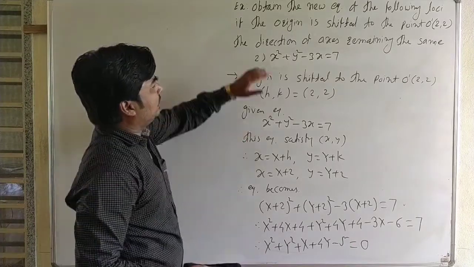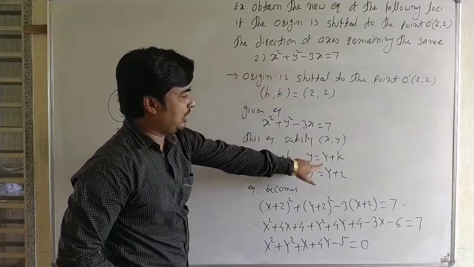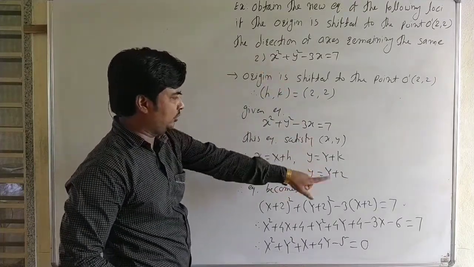Here we only put in the equation small x replaced by X plus h and small y replaced by Y plus k. h and k are the origin. In this example here, 2 and 2.